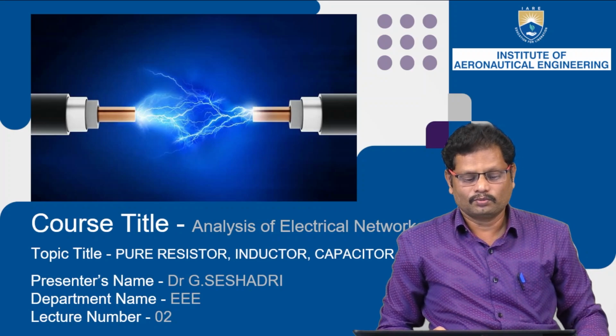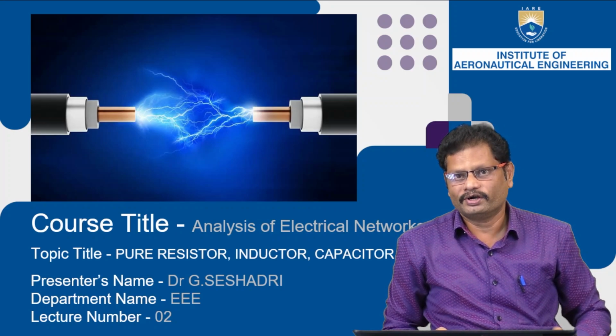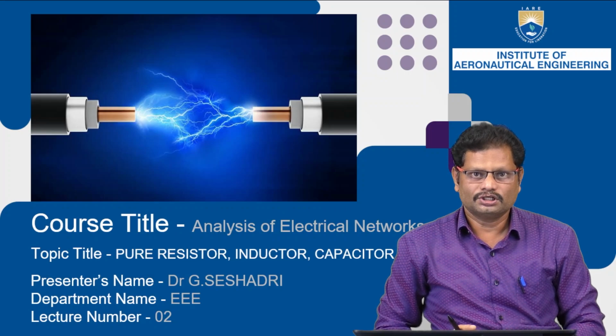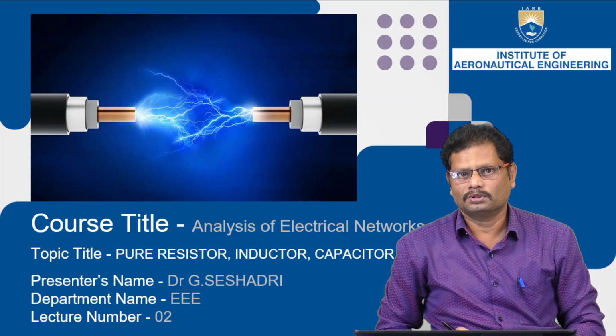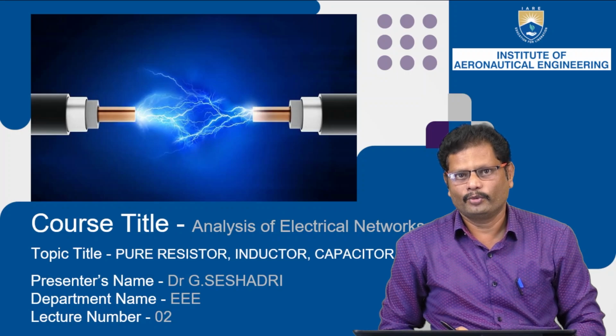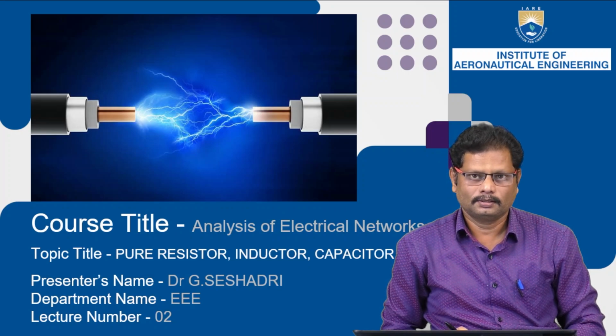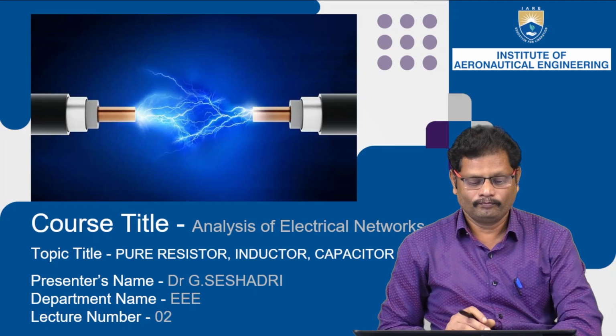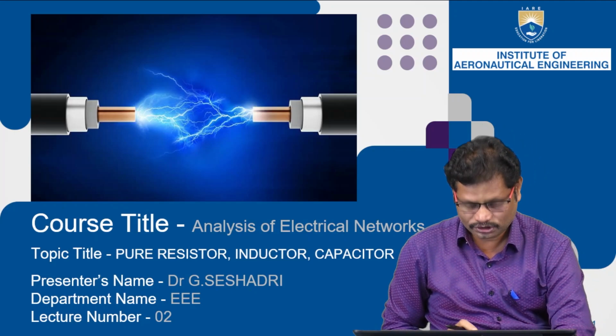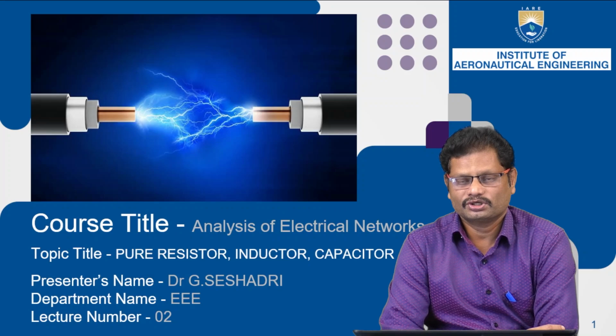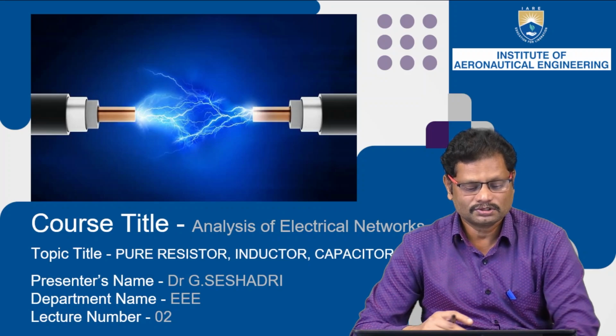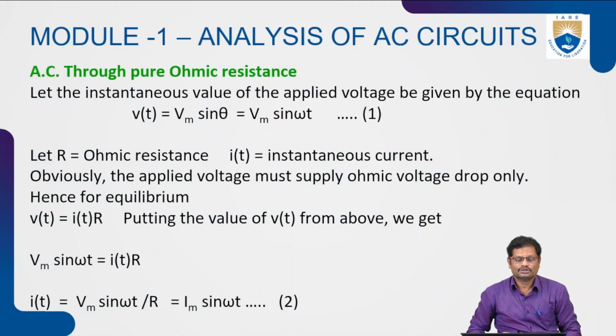So today I want to discuss the analysis of electrical networks. In these network topics, I want to discuss the behavior of pure resistor, inductor and capacitor. Resistance, inductance and capacitance are the three parameters of electrical networks. And I want to discuss the behavior of electrical circuits when an AC supply is given to these three parameters.